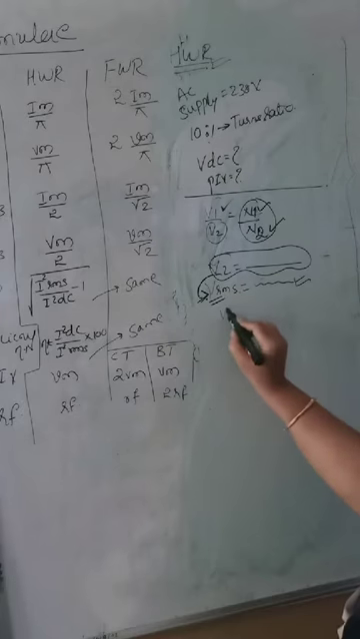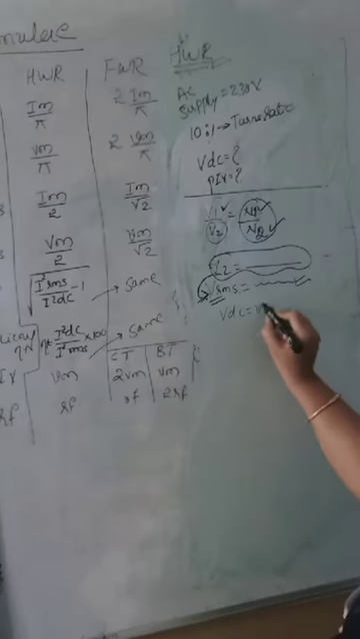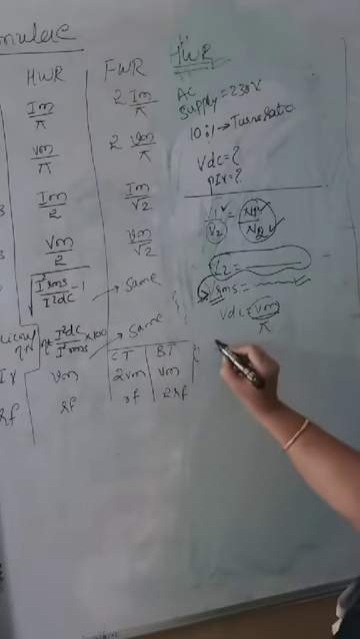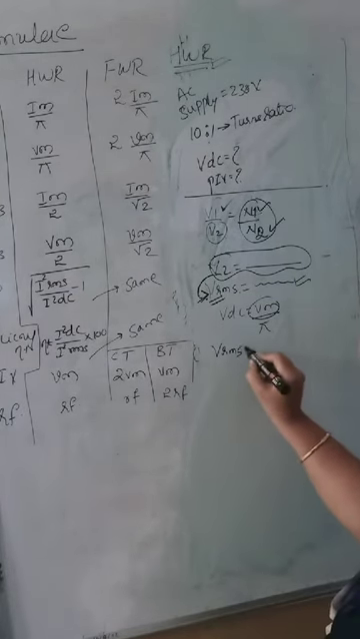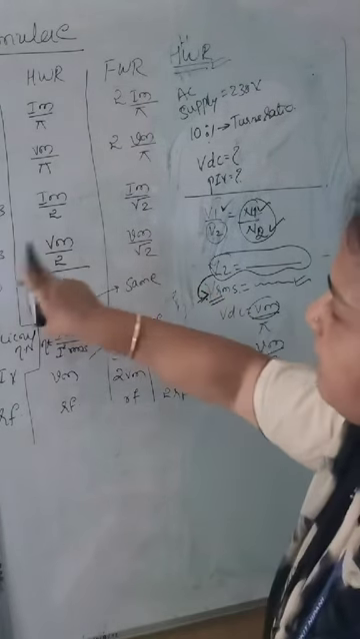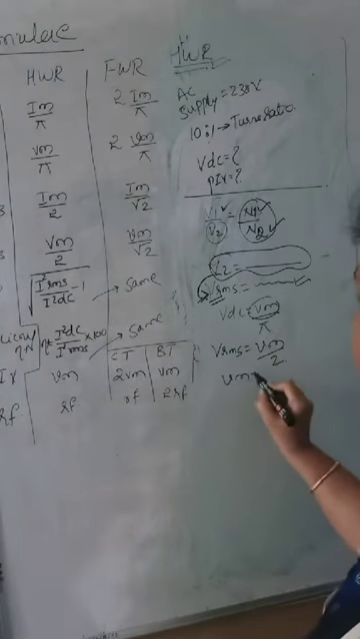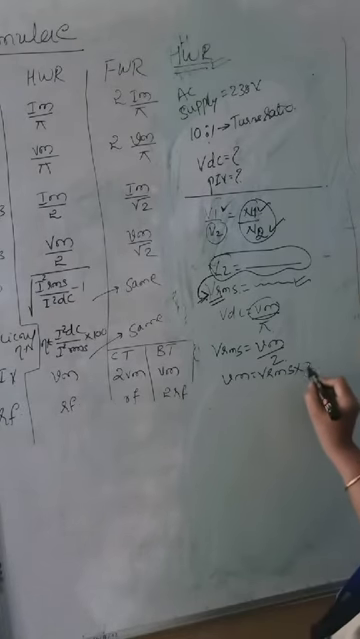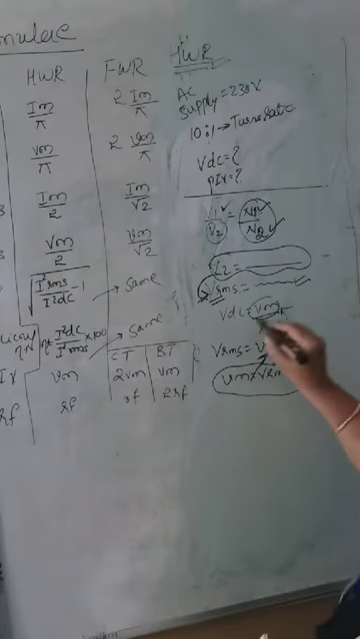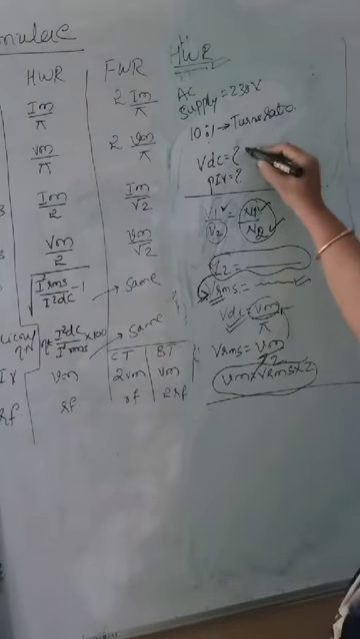You have to find VDC. What is the formula for finding VDC in a half wave rectifier? It is Vm by pi. Then you don't know Vm, but you have VRMS. For a half wave rectifier, VRMS is equal to Vm by 2. So, you need the Vm value, VRMS you know. Therefore, Vm is equal to VRMS into 2. From this you will get the Vm value. Once you get the Vm value, go here, find the value of VDC. Once you find the value of VDC, this part is over.